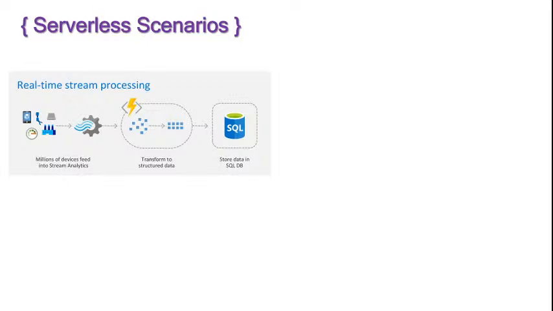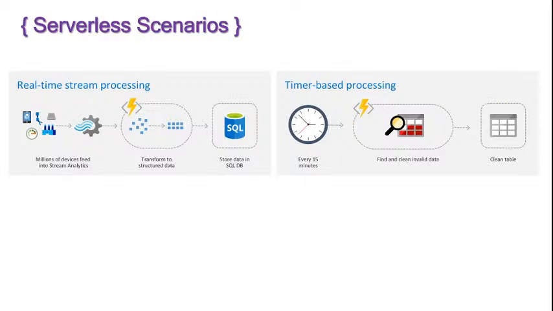Another example is time-based processing. You can say that every 15 minutes, I want you to find and clean invalid data in my database and update it. You could use this for different scenarios. You could say, every 15 minutes, I want you to pull my Twitter feed and see what's trending. Or you can say, every 15 minutes, I want to check if there's a new stock update. You can use it to do this also.